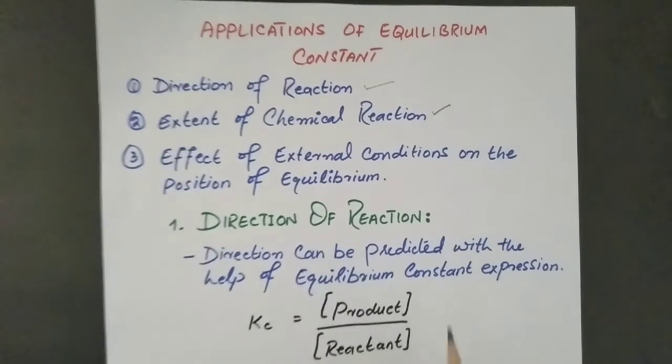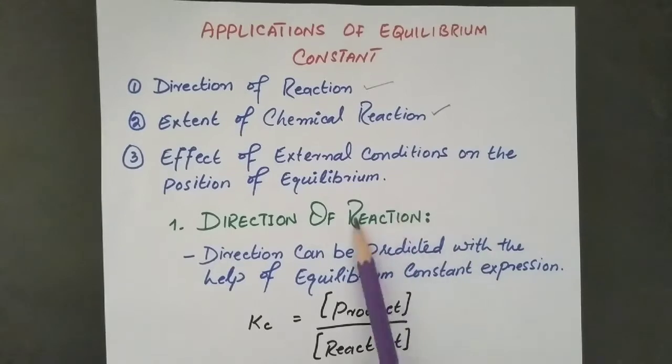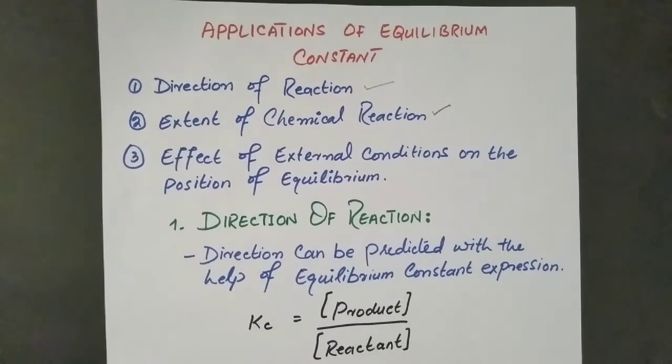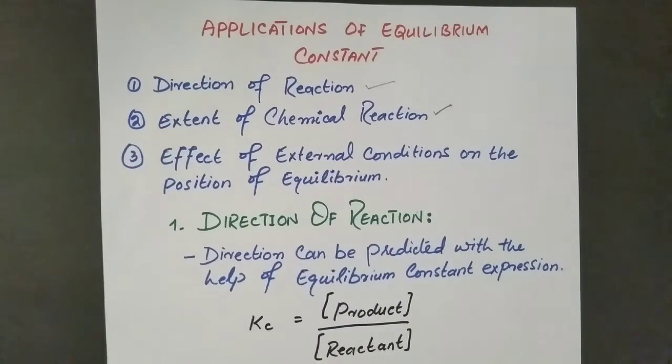And the third one is the effect of external conditions on the position of the equilibrium, that is, what happens to the chemical reaction when we change external conditions like temperature, pressure, volume, etc. We'll be discussing them one by one in separate lectures. In this lecture our main focus will be the direction of the reaction.